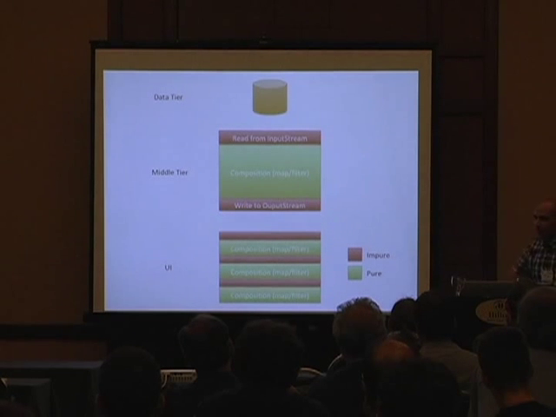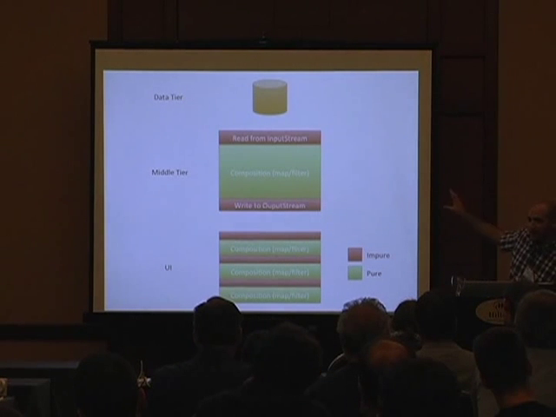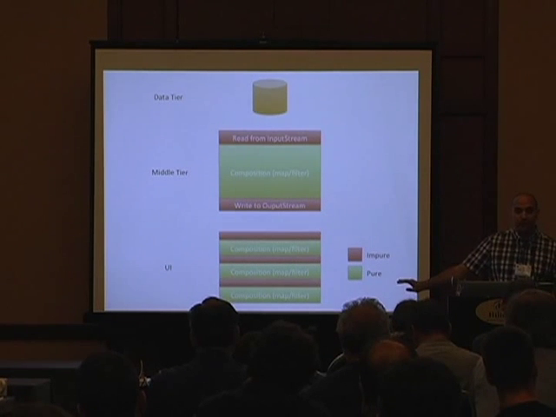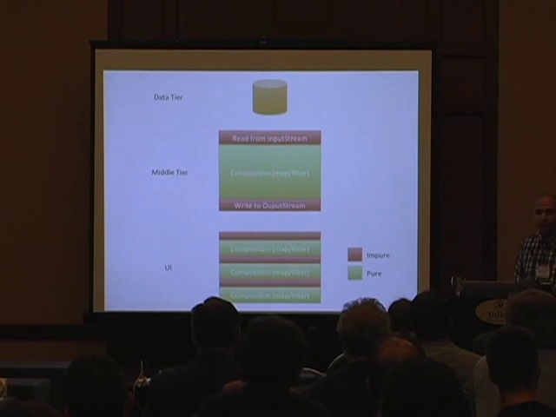So this is what the Netflix stack looks like right now. We have a data tier, and we have a middle tier, which reads in code from the stream, and it's in pure code when we write out to an output stream, but everything in the middle is entirely pure code. Map, filter, reduce, merge, and zip, and maybe a few others.